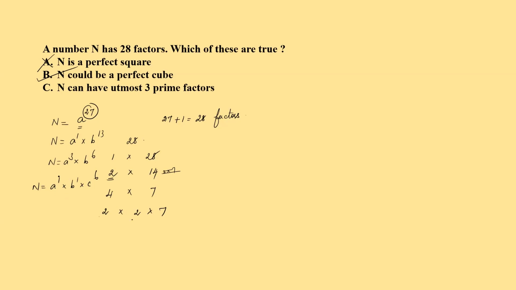So n could have one prime factor, n could have two prime factors, or n could also have three prime factors. Now you cannot split it further beyond this. So I can say that n can have at most 3 prime factors. That's it, not more than that. So options B and C both were correct for this particular question. I hope now if only the number of factors is given to you, you will be able to figure out what kind of number it was previously.